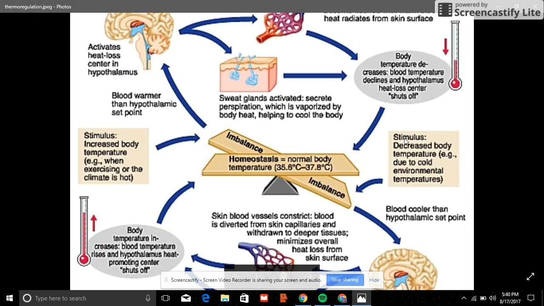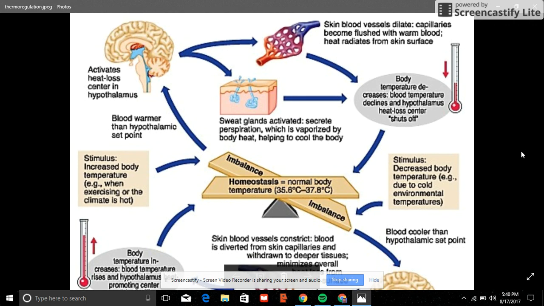Hello class, today we're going to be going over what a negative feedback loop looks like, what it does, and the example that we're going to show you of a negative feedback loop is one of thermoregulation, specifically how the body maintains a homeostatic stable body temperature.